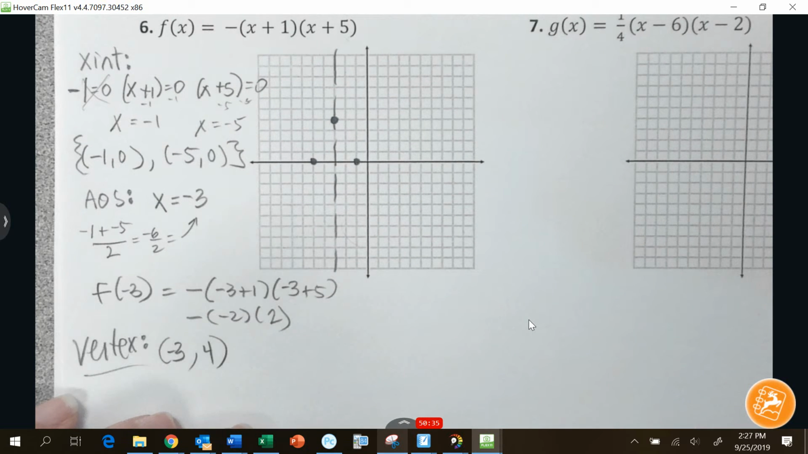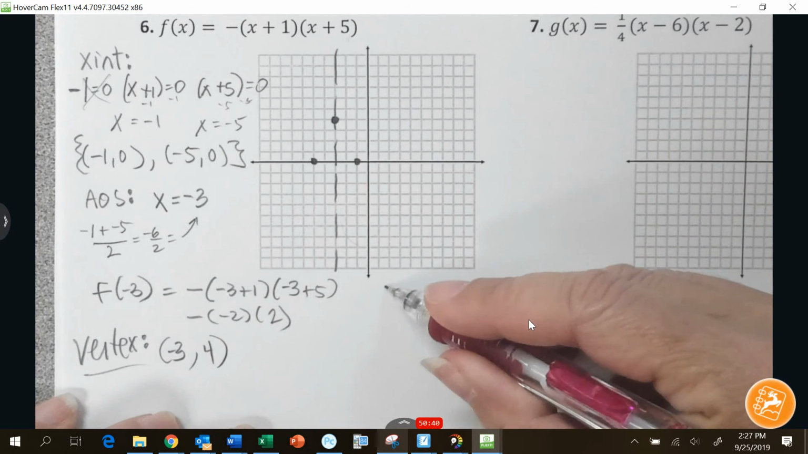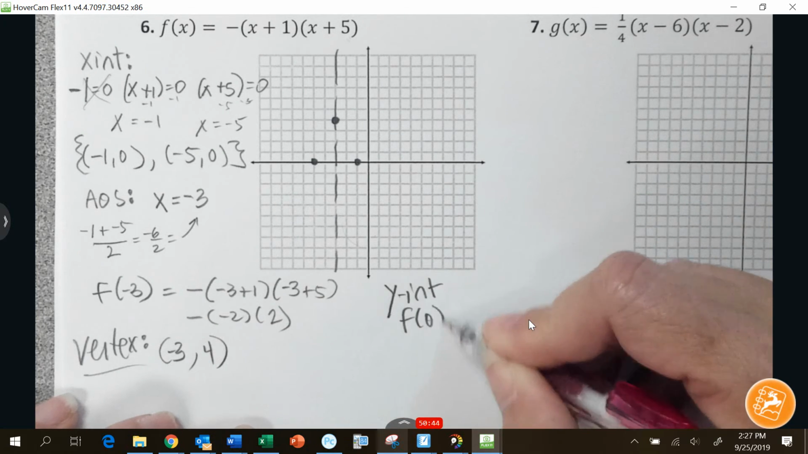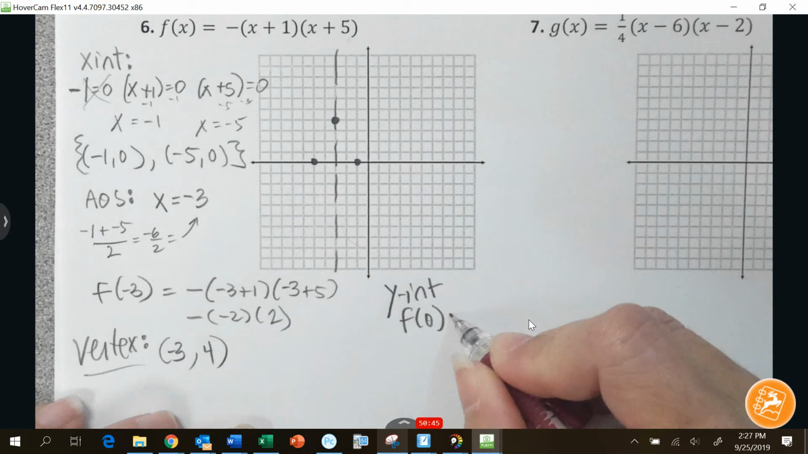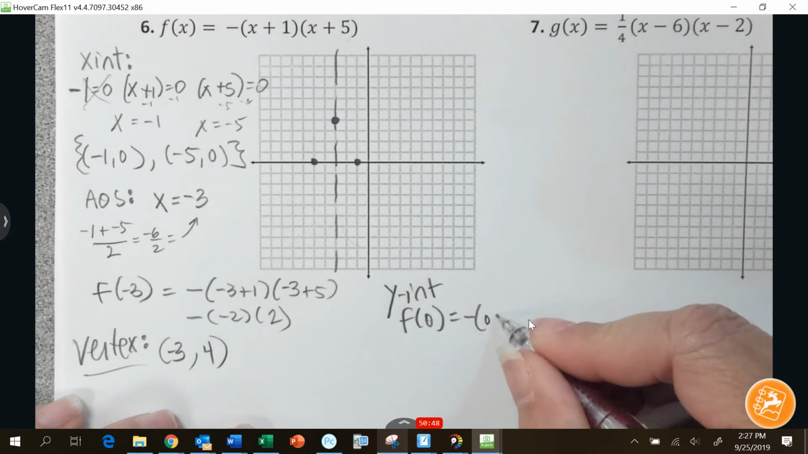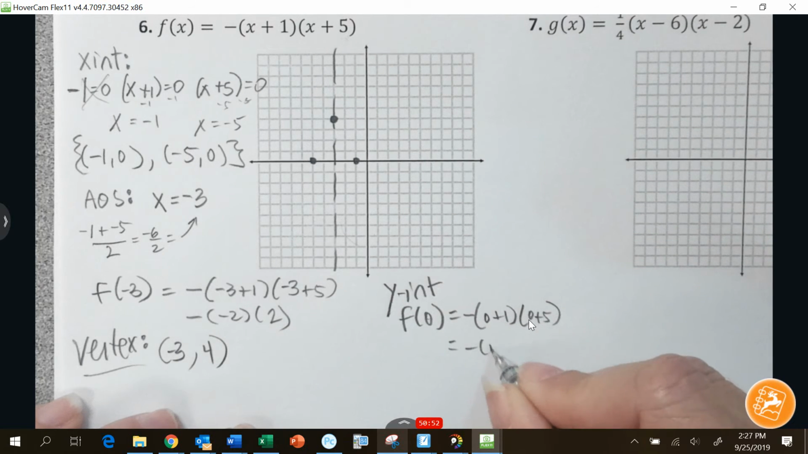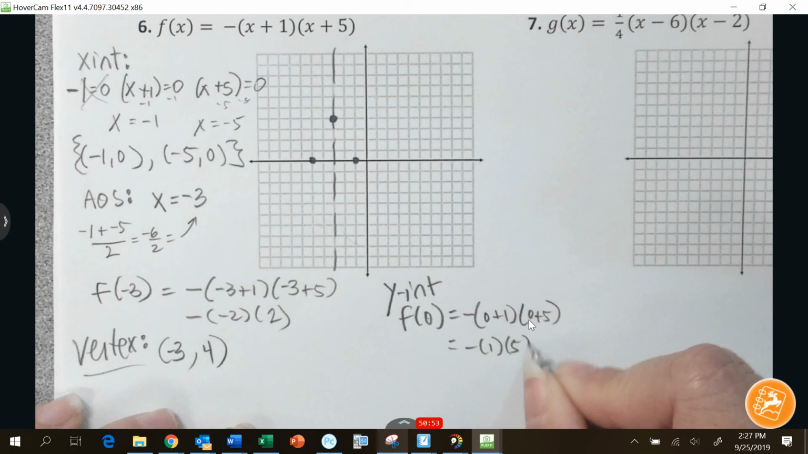What is another thing that I could find that would be helpful? I think my y-intercept I could find by doing f of 0, plugging in 0. So we get negative, then we have 0 plus 1 and 0 plus 5. Negative 1 times 5. Negative 5.